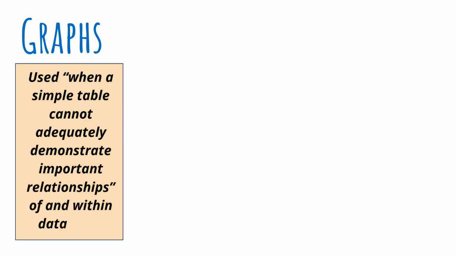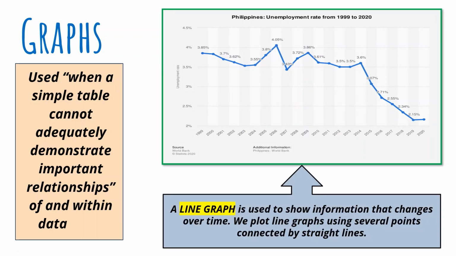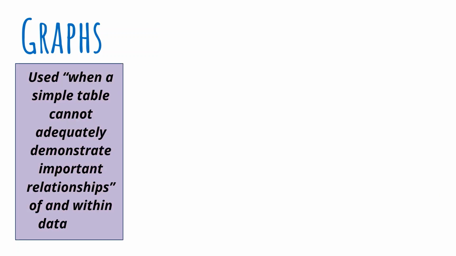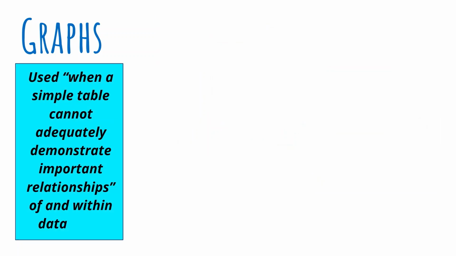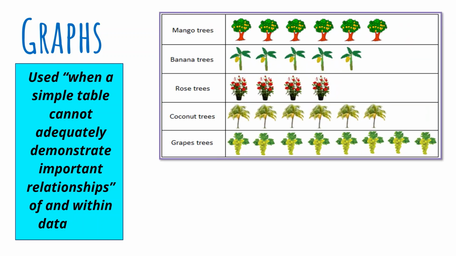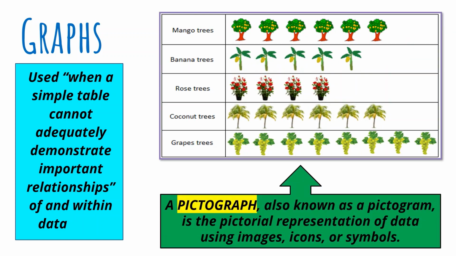The next type of graph is known as a line graph. It is used to show information that changes over time. We plot line graphs using several points connected by straight lines. Next we have a pie graph. It is a circular statistical graphic which is divided into slices to illustrate numerical proportion. The next type of graph is called a pictograph. It is also known as a pictogram, which is the pictorial representation of data using images, icons, or symbols.